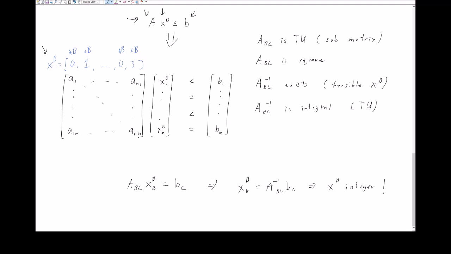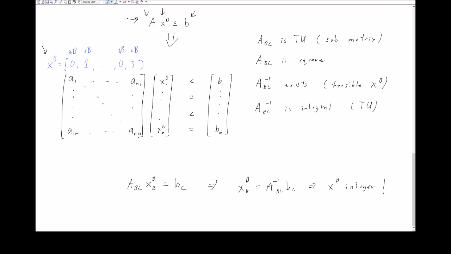Our strategy is going to be to take our constraint matrix A and our vector b and get rid of all of the rows of the matrix that are no longer useful and get rid of all the columns of the matrix that are no longer useful. We'll start by removing columns of our matrix.